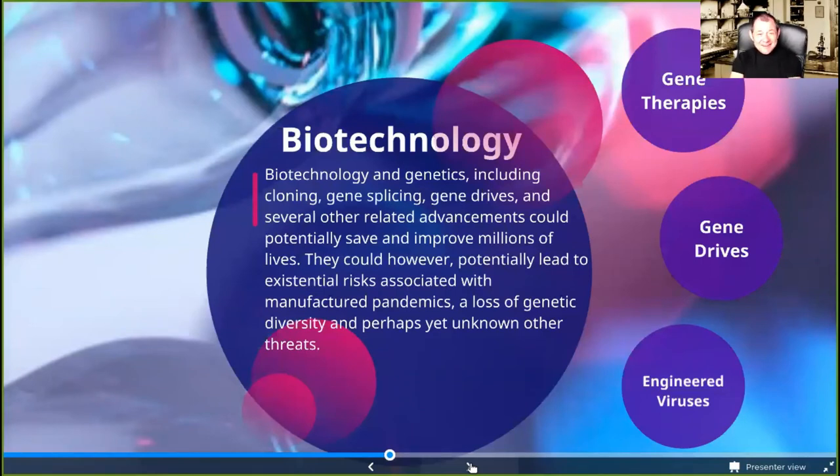And I know this. My area is biotechnology in a way. That is, my PhD is in cellular pathology and molecular genetics.